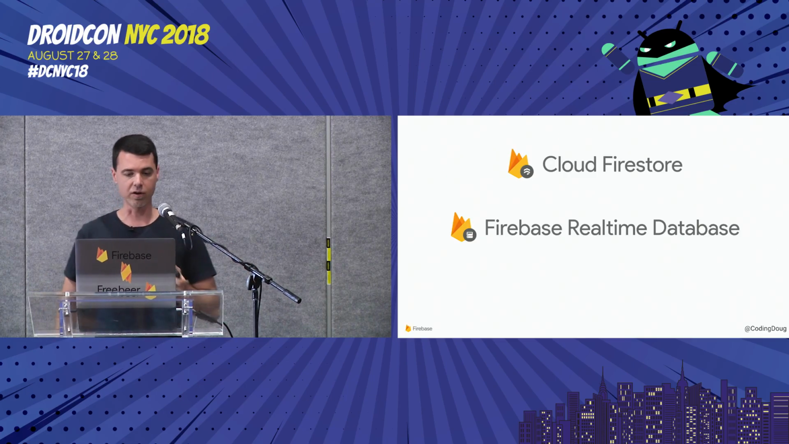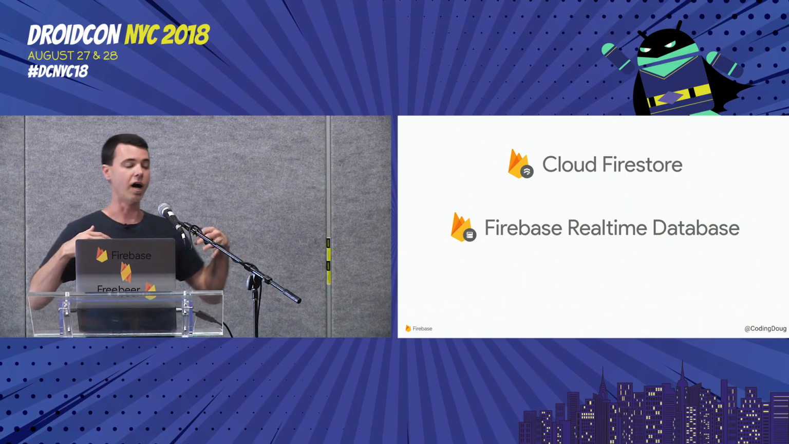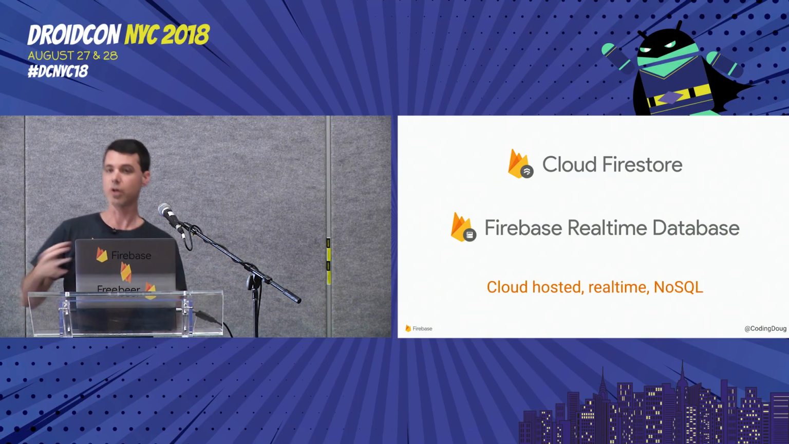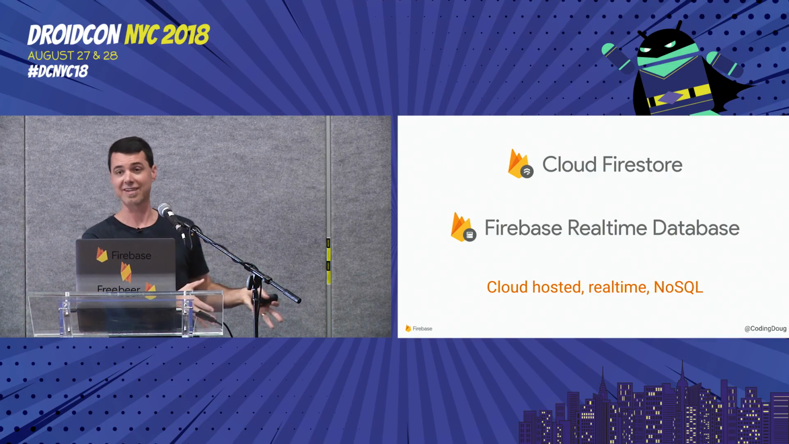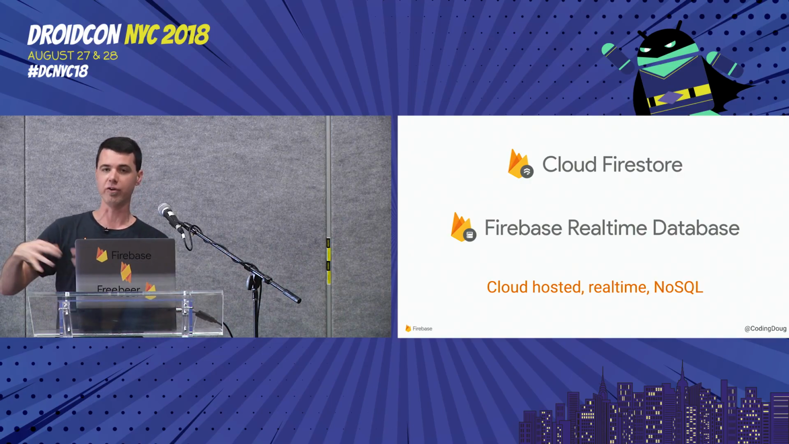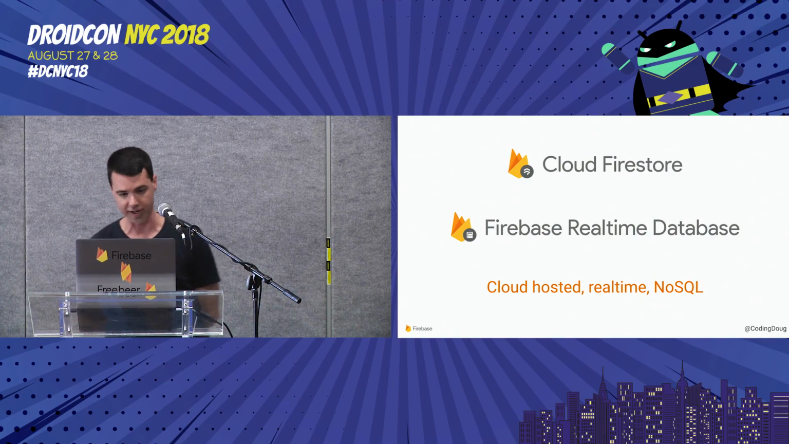In particular, there's Cloud Firestore and Firebase Realtime Database. These are both cloud-hosted, real-time, NoSQL databases. That's a lot of keywords. Basically, your data lives in the cloud, hosted by Google. You access that data from within your app directly. So you don't go through a middleman or any sort of middleware. You connect to the database directly.